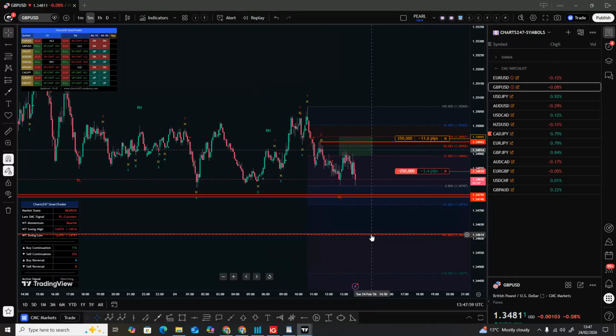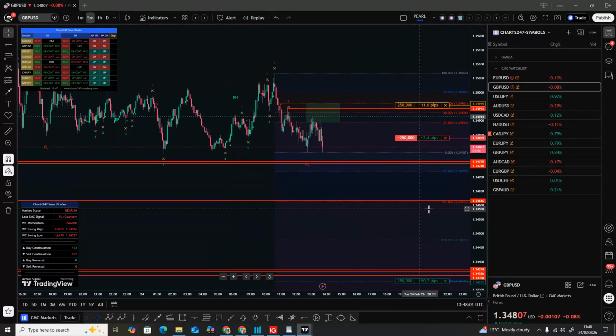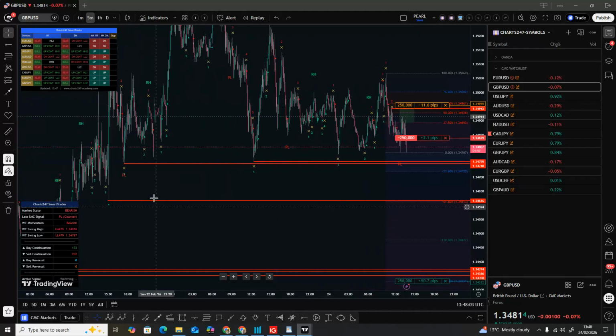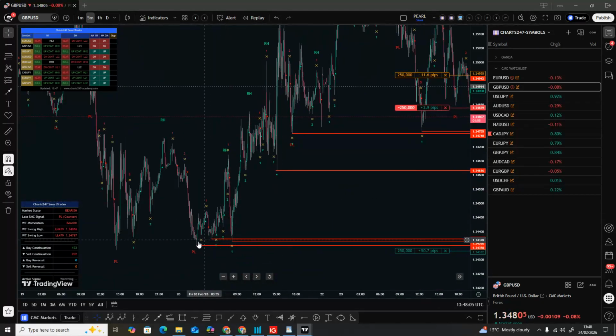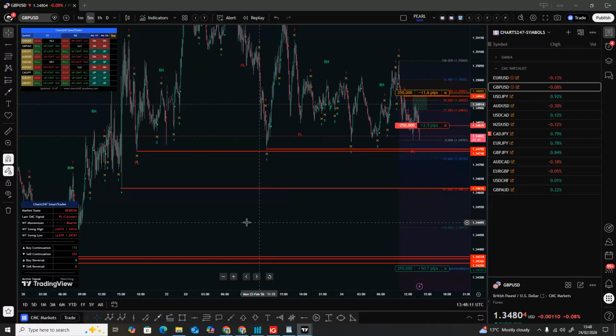I'm going to keep an eye on these levels that we drew out. These are key structural levels. Okay, price going up, you draw the lows. Price coming down, you draw the highs. But not all the highs are structures, not all the lows are structures.